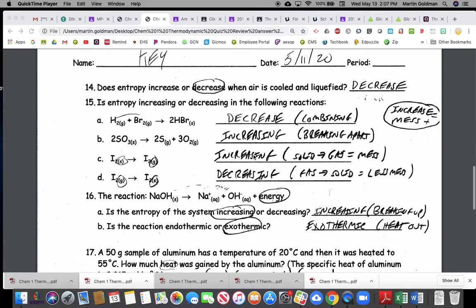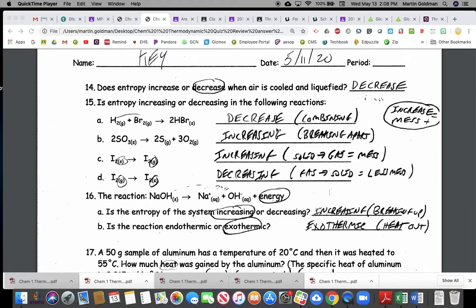Okay. A little bit on entropy. Now, if you guys get confused with the entropy, don't worry. I'm not going to ask you too many questions about them. Thank goodness. So the question is: does entropy increase or decrease when air is cooled or liquefied? The answer is it decreases.